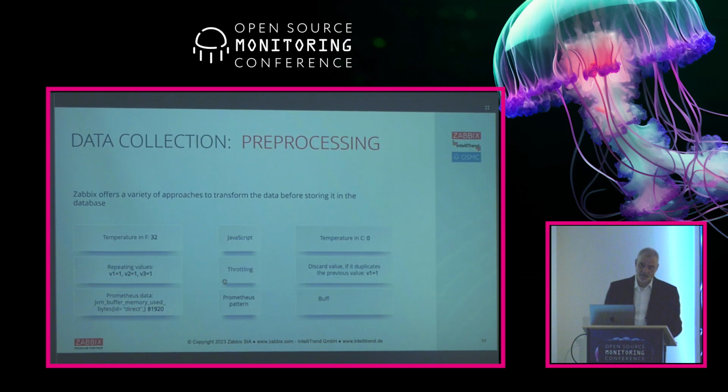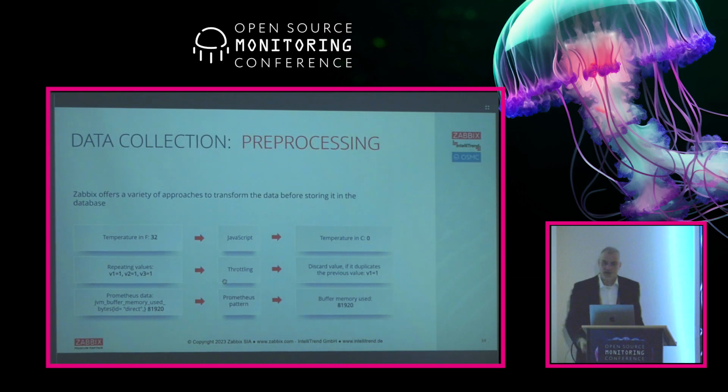And the other prominent members in this pre-processing area are JavaScript items, which means you can define JavaScript functions in Zabbix as a preprocessor. So you pass a value to a function as value, and then you return something as value. And in the middle, you can do whatever you would like to. You can even ask external HTTP APIs and so forth.